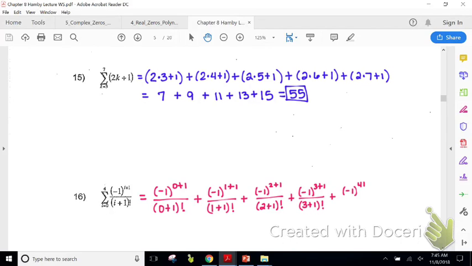Are they both 55? Yeah. That's weird. Yeah.